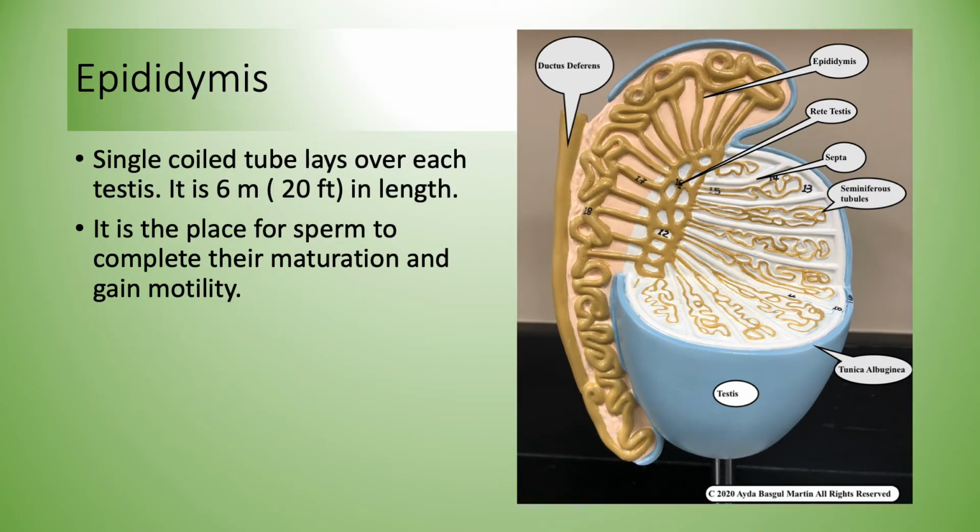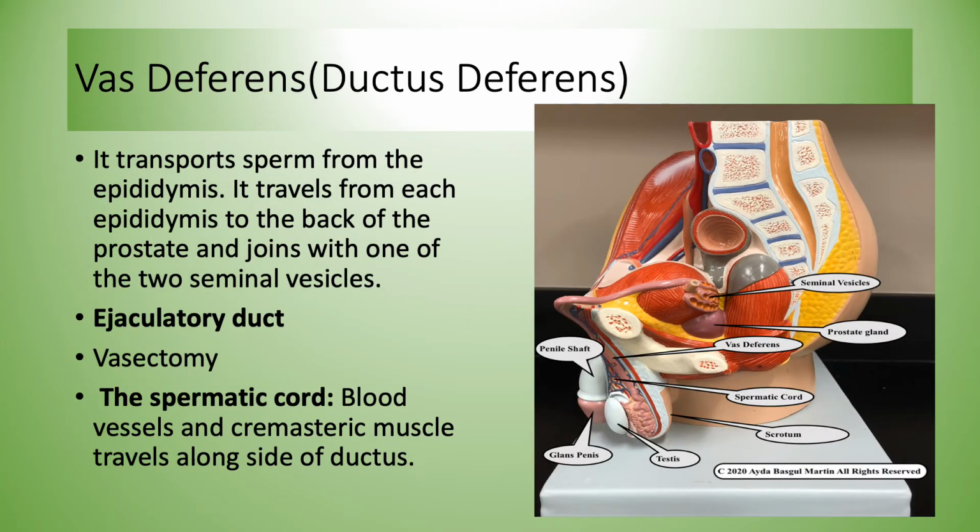Epididymis, a single coiled tube that lies over each testis, is approximately 6 meters or 20 feet in length. It is the place for sperm to complete their maturation and gain motility. And the vas deferens or ductus deferens transports the sperm from the epididymis.